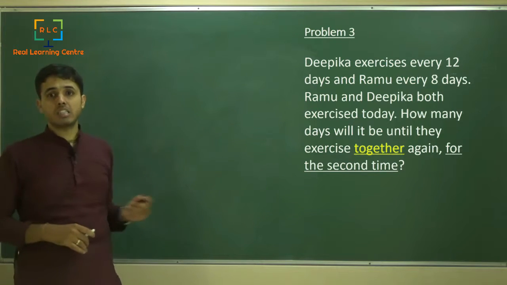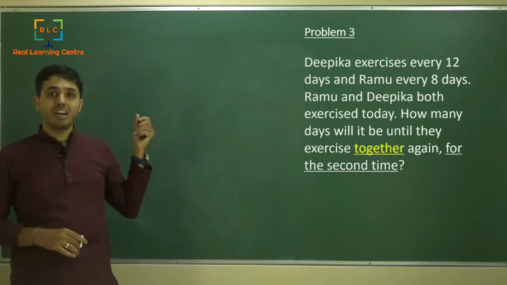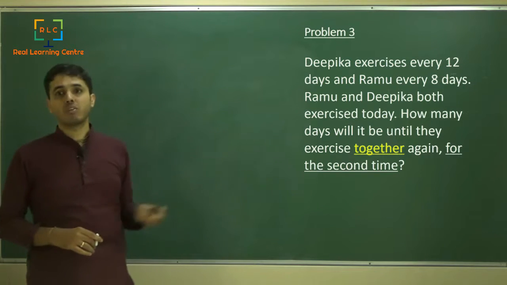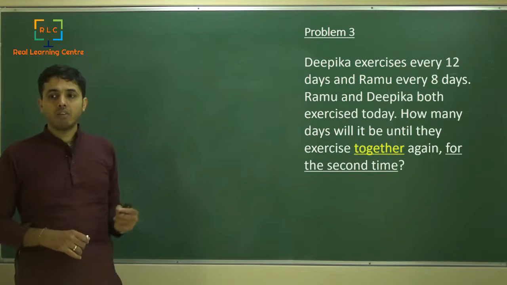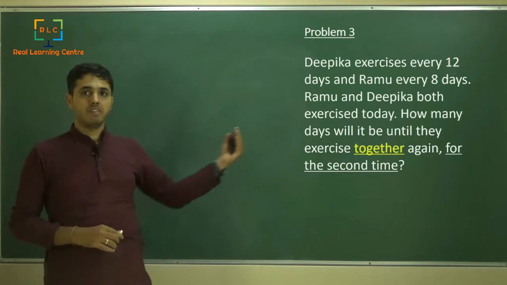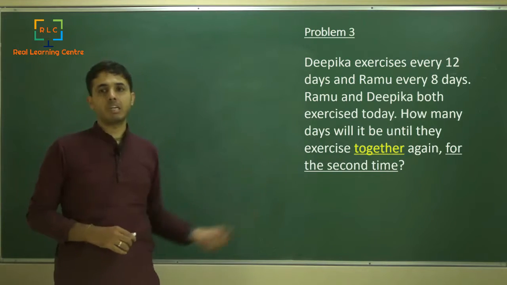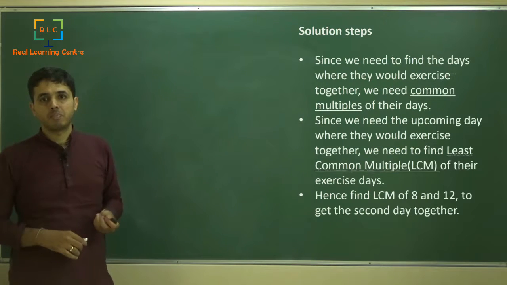Now, having seen these keywords, we can come to the understanding that we need to find certain common things, because together they have to come again. And we also have to get that date with immediate effect, meaning the immediate possible date, that is the least possible common day.